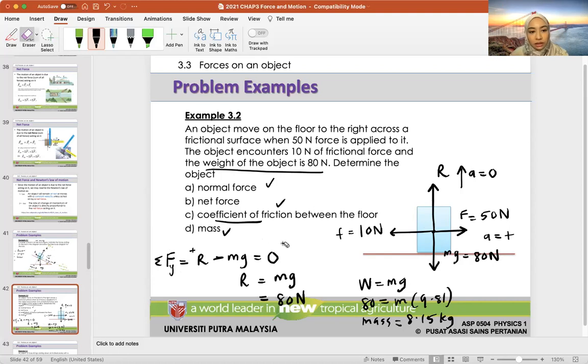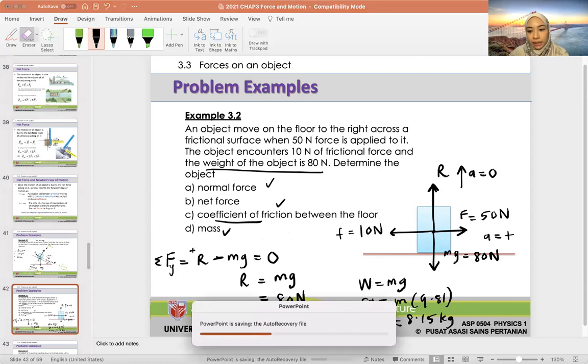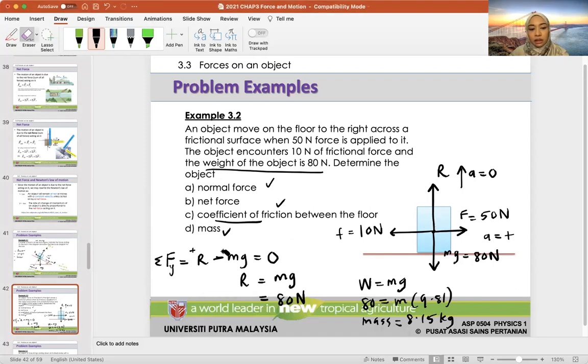So kita cakap okay, this guy has 0 acceleration, therefore net force sama dengan kosong. Apa yang ada dalam Y axis, positive R tolak mg. Kita tak tahu R apa, but we know what is our mg, so R equals to mg sama dengan 80. Opposite direction to the mg. And then weight, kita dapat mass daripada W equals to mg equation. This is easy, I think I can just wrap this off.